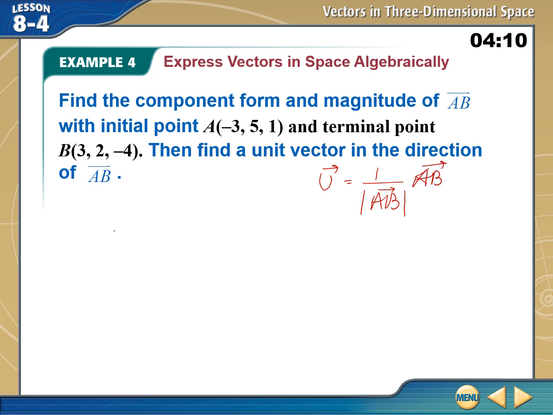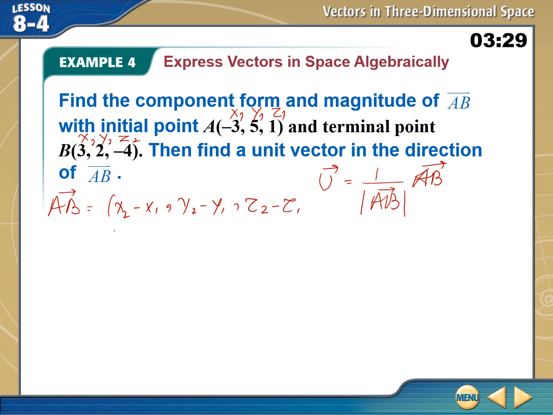So first of all, let's try to find out what our AB will be and what will be the components of AB. Remember that for A, the initial side, the components will be named as X, Y, and Z. Better to write X1, Y1, and Z1. And the coordinates of B will be named X2, Y2, and Z2. To find the component form, the formula is x2 minus x1, comma y2 minus y1, comma z2 minus z1.